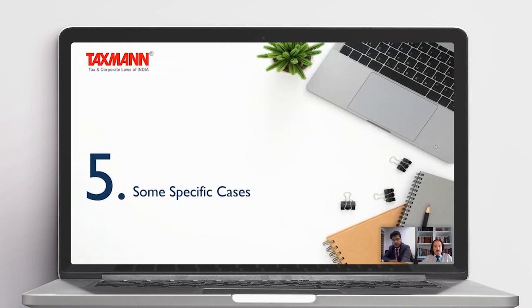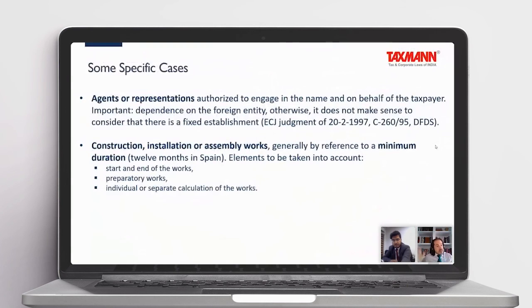And I wanted to end my presentation by commenting on some specific situations. The first one is the situation for agents or representations authorized to engage in the name and on behalf of the taxpayer. These agents can be considered as a fixed establishment as far as they have some kind of relationship with the foreign company.